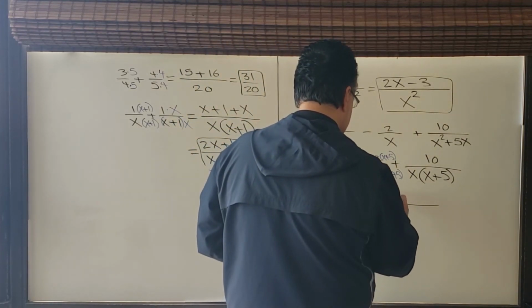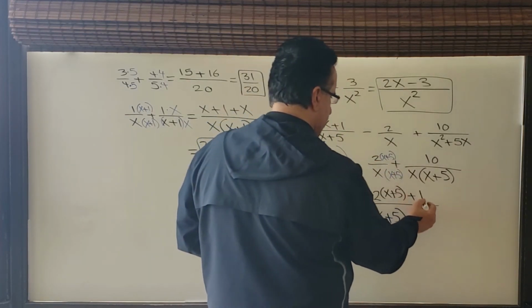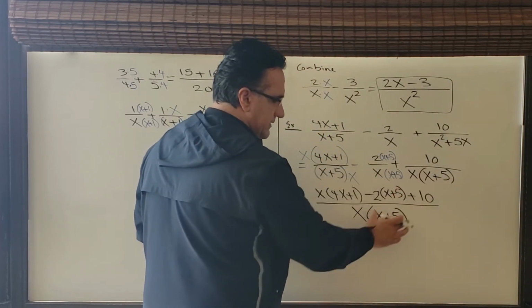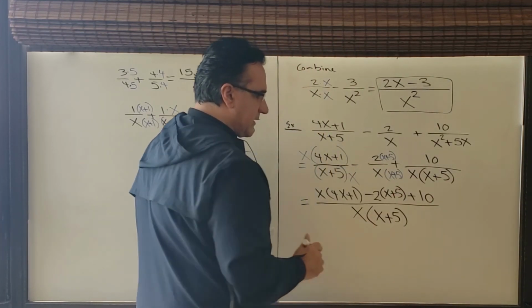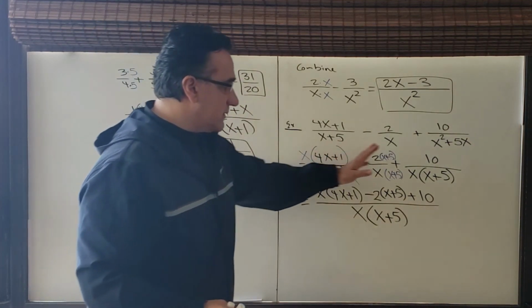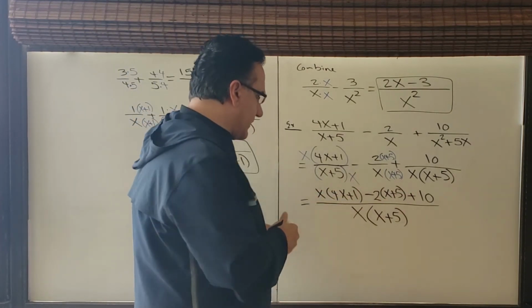Minus 2 times x plus 5, and then plus just a 10. This one we don't have to do anything with, because that denominator was already the same as the common denominator. So we're basically finished with the combining. The rest is simplifying. So we're going to go ahead and multiply this out.